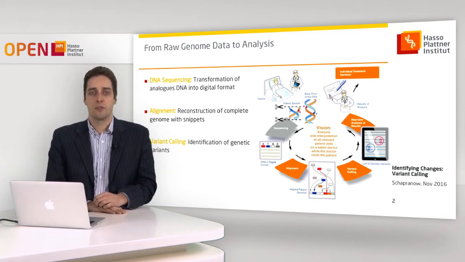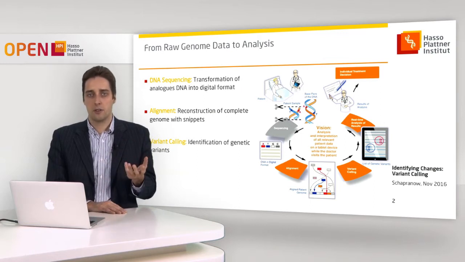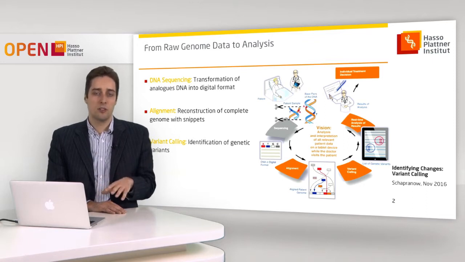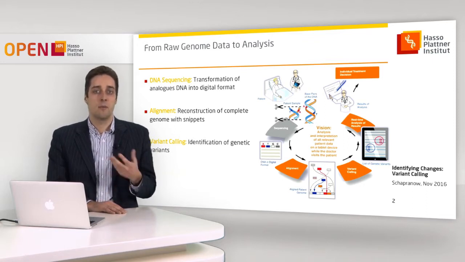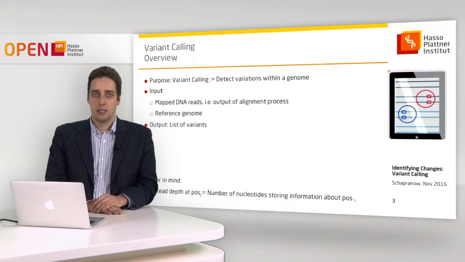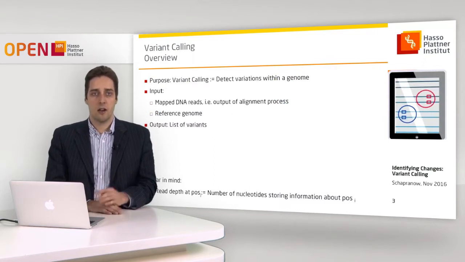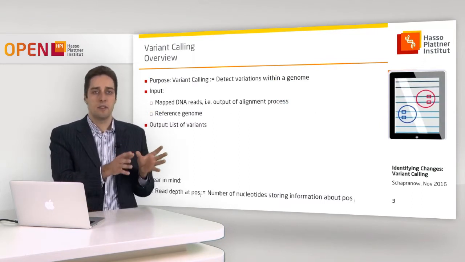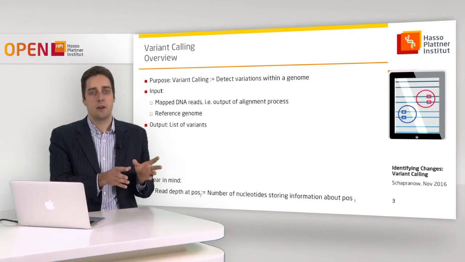Variant calling, the purpose of this phase is the identification of genetic variants. Bear in mind, we have talked about this earlier, variants are not necessarily mutations. Mutations have functional impact, variants are somehow changes, however, they do not necessarily have a functional impact. So the input of this phase is, of course, the output of the last phase, the mapped DNA reads, and again, we need the reference genome.